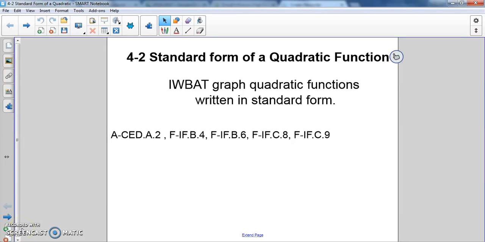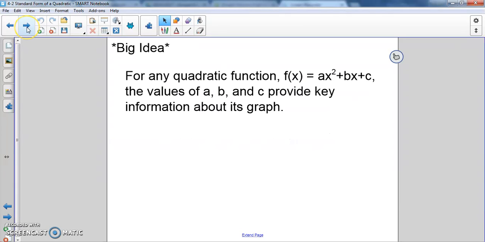Guys, today we are going to do section 4.2, standard form of a quadratic function. So you will be able to graph quadratic functions written in standard form. Our big idea: for any quadratic function, f(x) = ax² + bx + c, the values of a, b, and c provide key information about its graph.